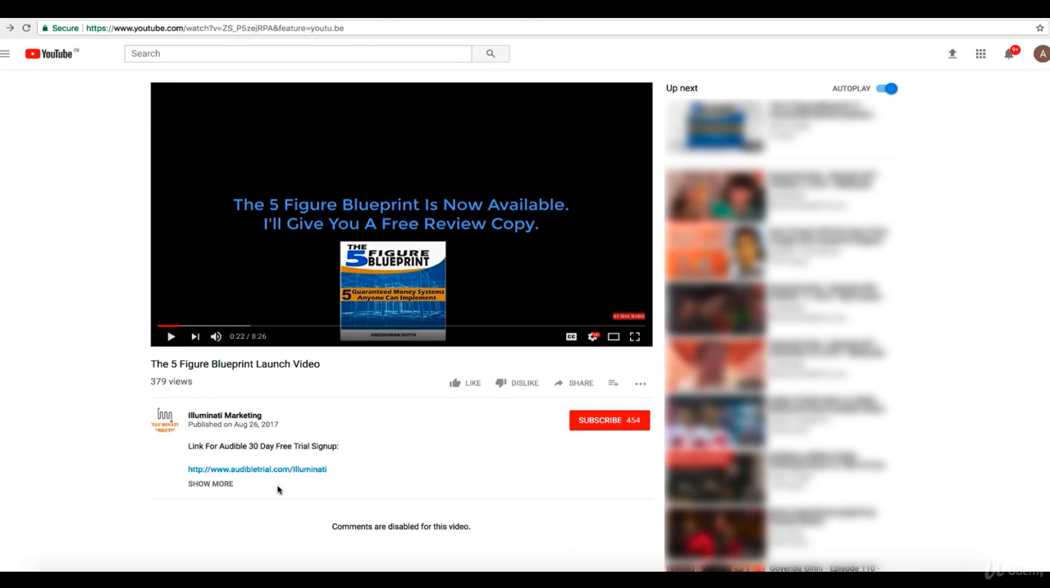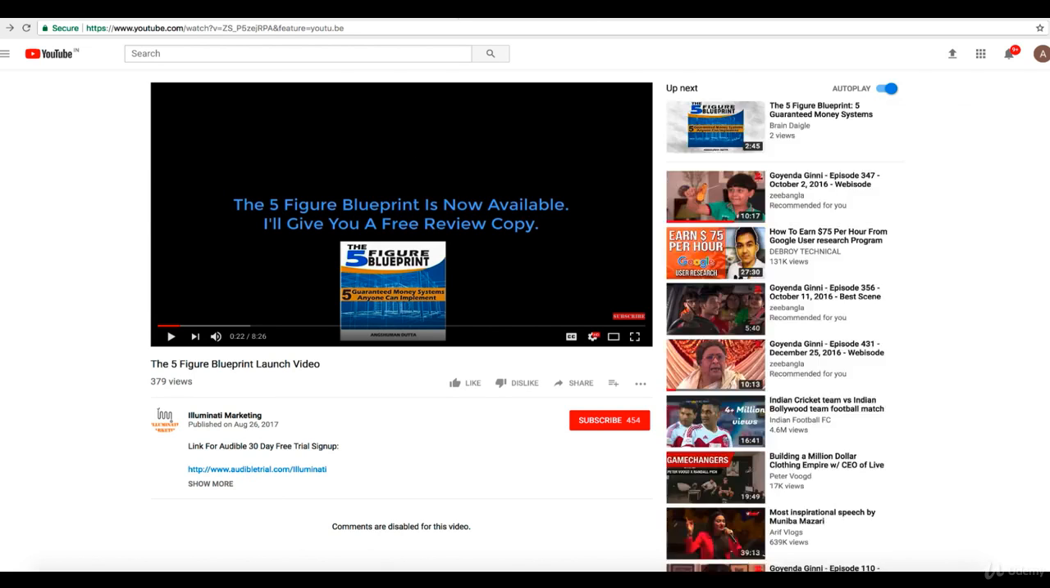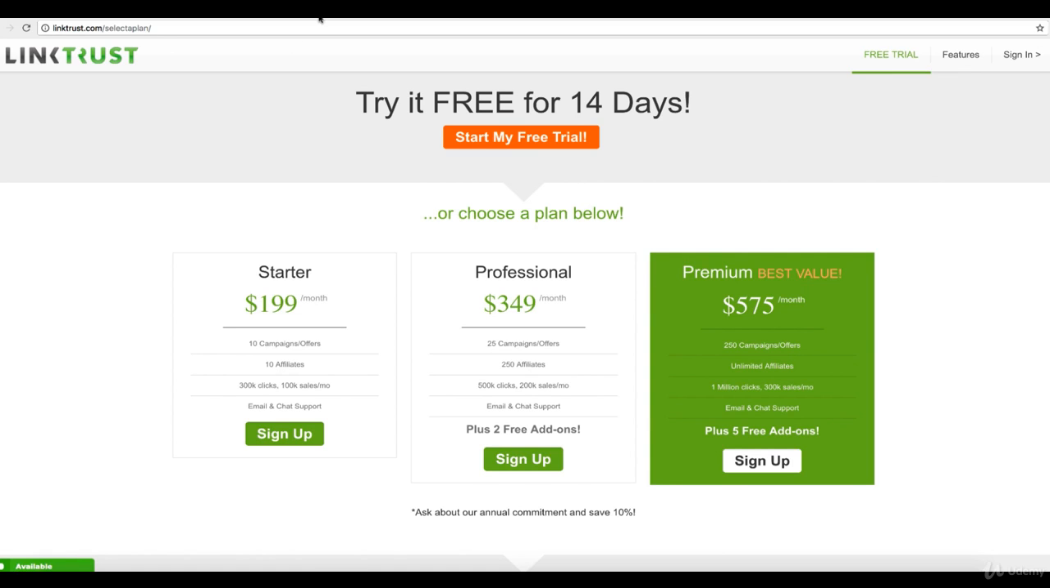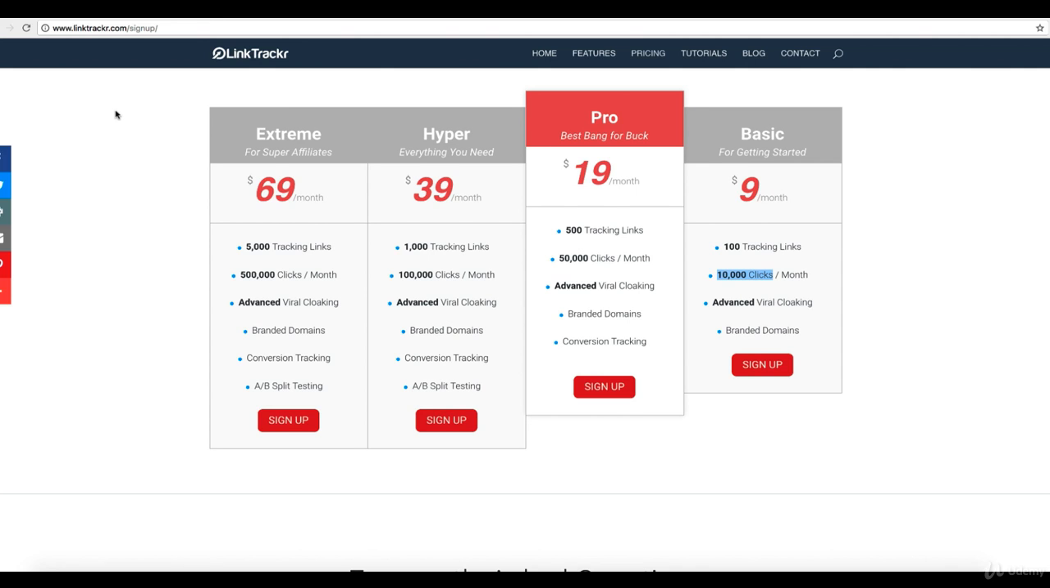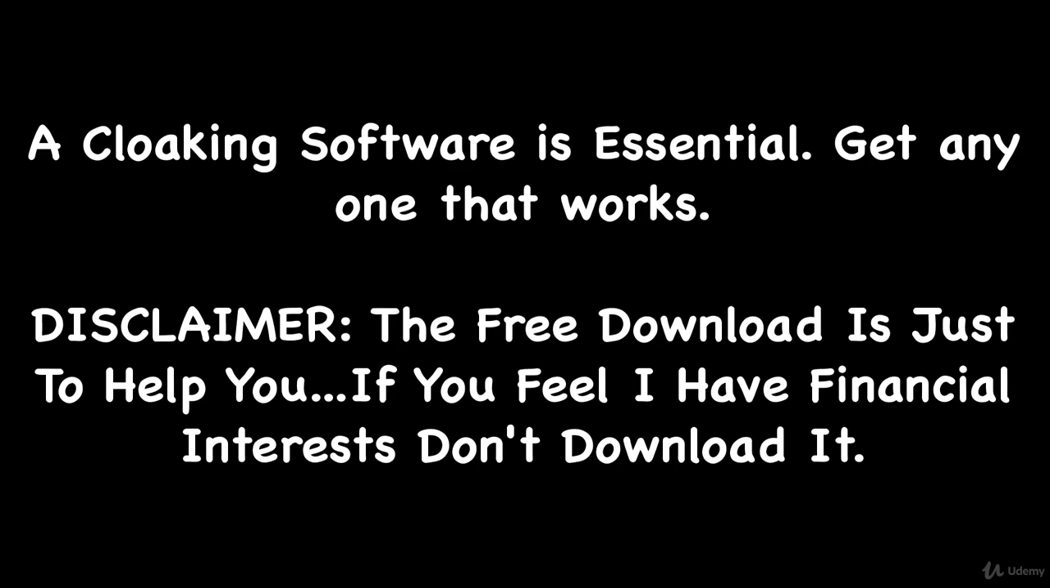So the choice is yours. You can either download this free link cloaking system by downloading the book, The 5-Figure Blueprint, and for that you'd have to sign up on audible.com for a free 30-day membership, or you can buy any of these plans on linktrust.com or clickmeter.com or linktracked.com. This is totally up to you. Depending on your budget, you're going to make your choice.